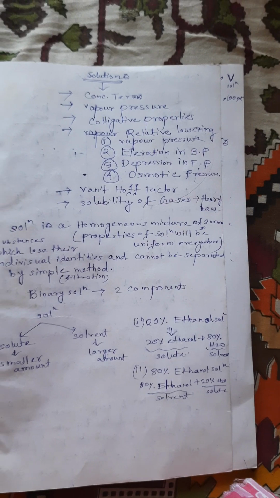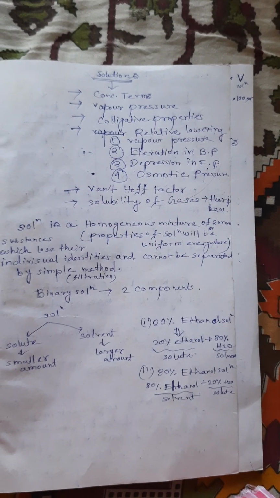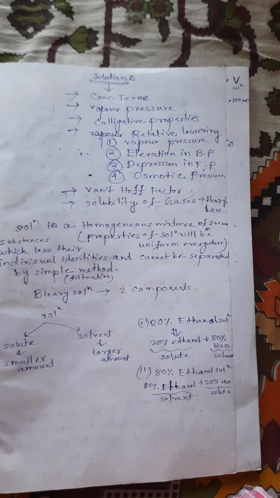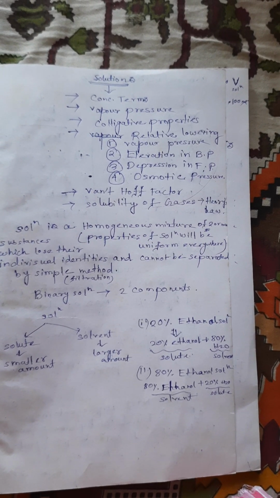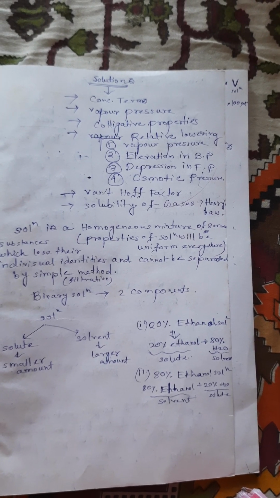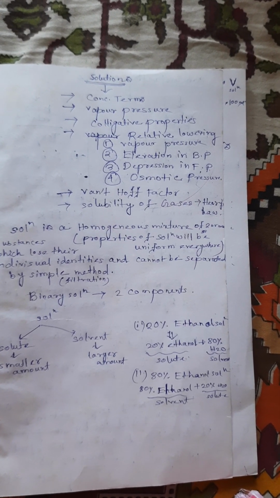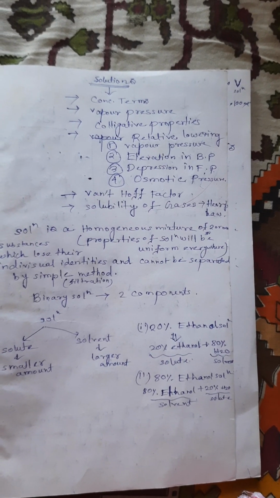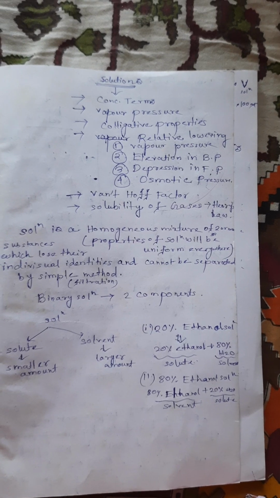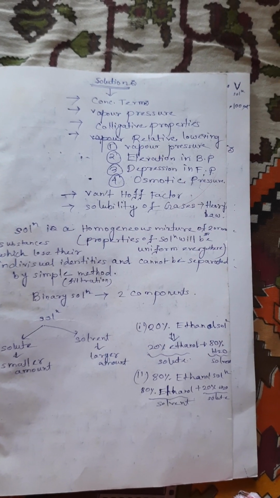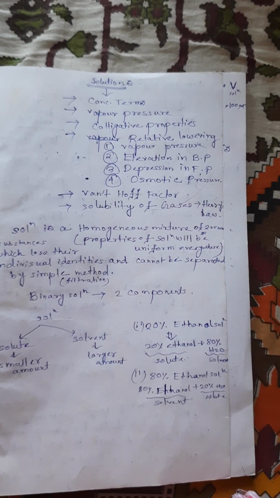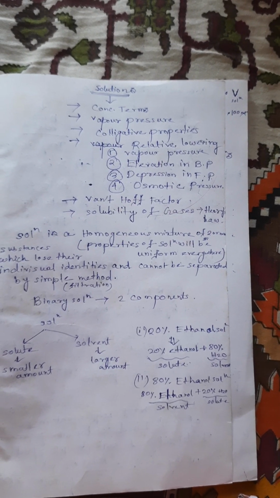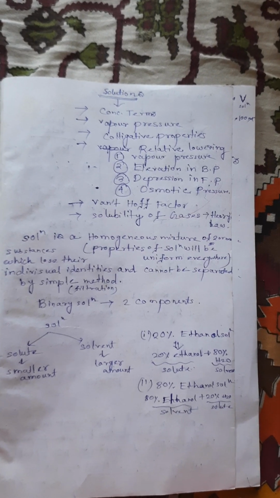simple methods, such as filtration. Okay, filtration is a very simple method. Okay, and here solution means binary solution. Binary solution means two different components are present in the solution. Two different components, that means not only water. Okay, here water, and you can use any liquid, that means any syrup, or any solid such as sugar or salt. Okay, then a solution is formed.